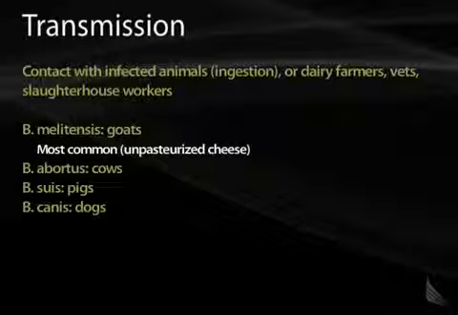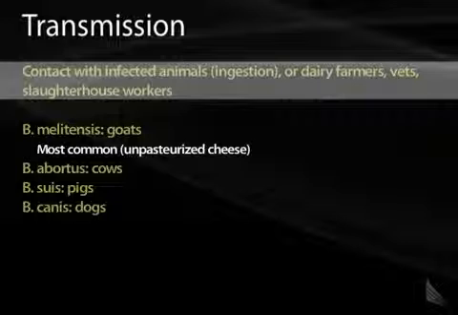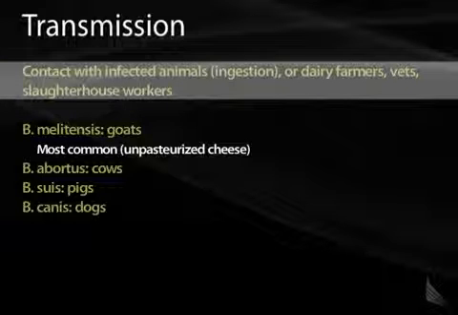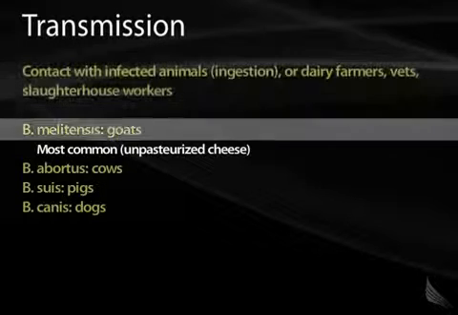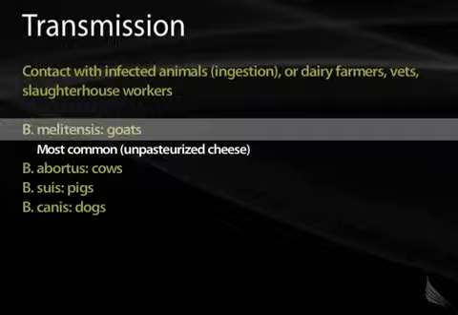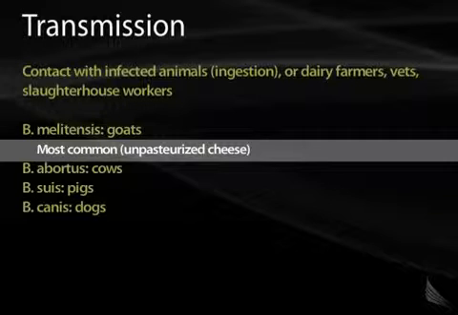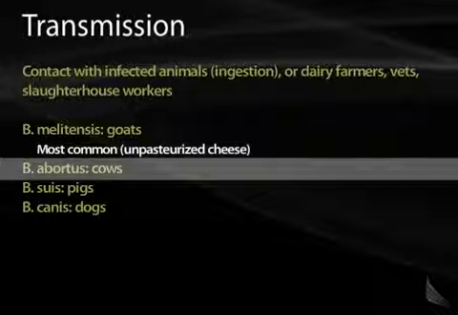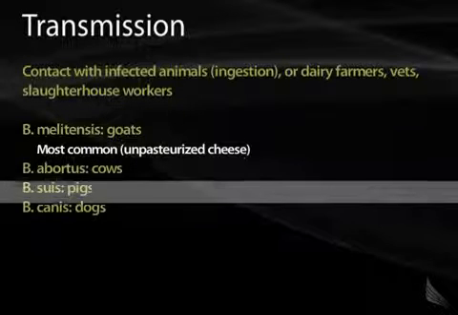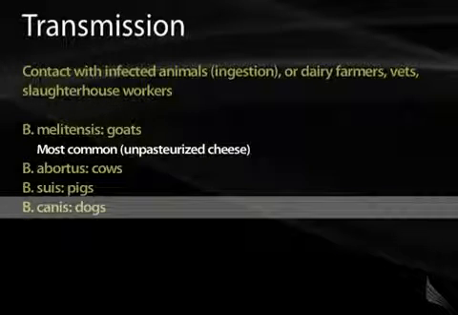Transmission for Brucella is based on contact with infected animals or ingestion of their meat, which has not been purified, or their dairy products. It's more common in dairy farmers, vets, or slaughterhouse workers. Brucella melitensis is found in goats, and it's the most common form that you'll find in unpasteurized cheese. Different Brucella species are found in different animals, such as Brucella abortus, found in cows, as a common cause of cow abortion, Brucella suis, found in pigs, and Brucella canis, found in dogs.